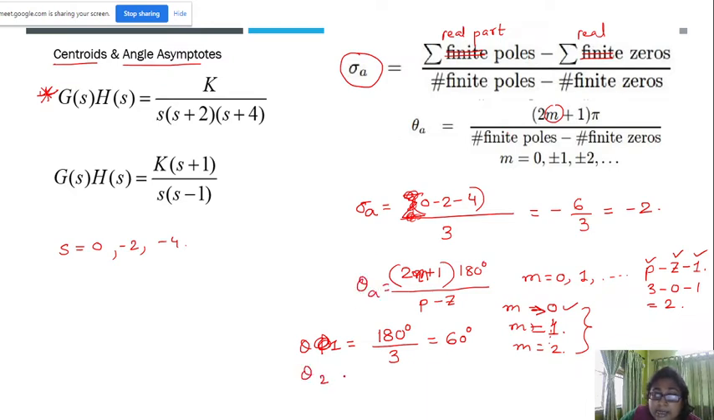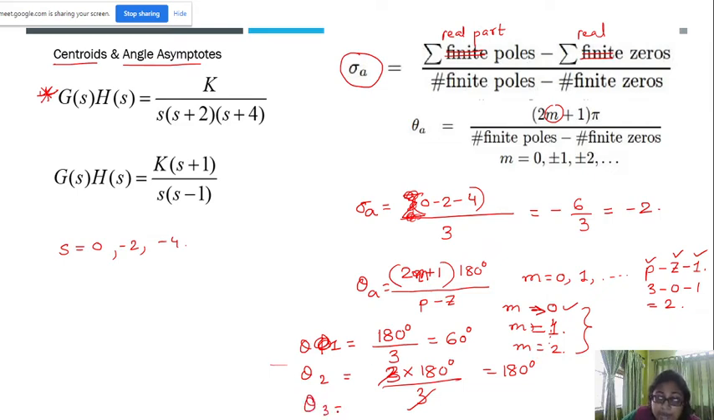Next, the second asymptotic angle will be for m equal to 1. So it will be 2 plus 1, that means 3, into 180 degree divided by 3. So it will be 180 degree. The second asymptotic angle will be 180 degree.